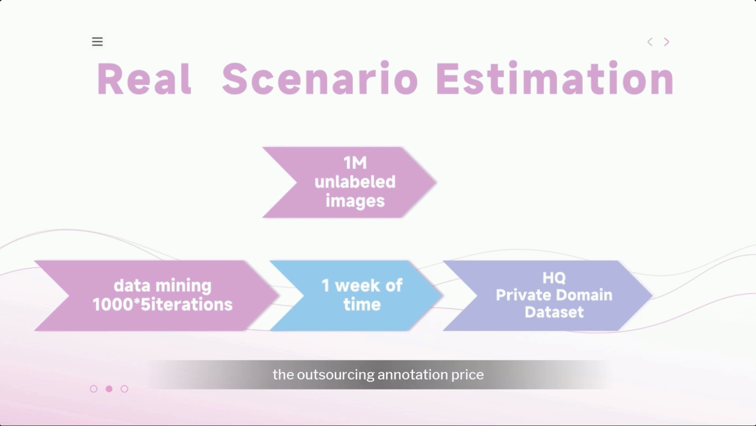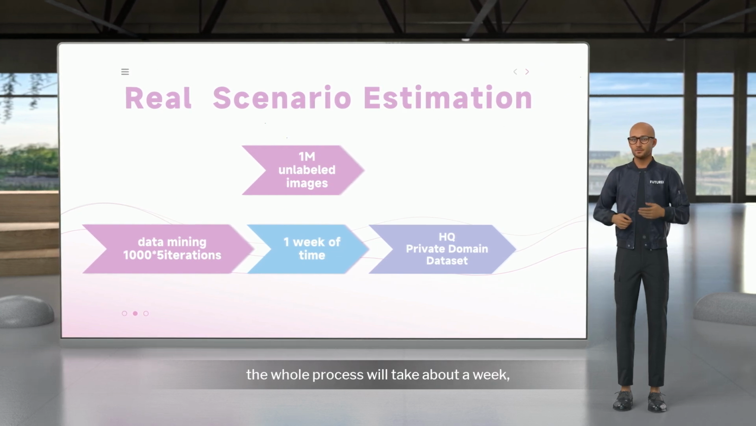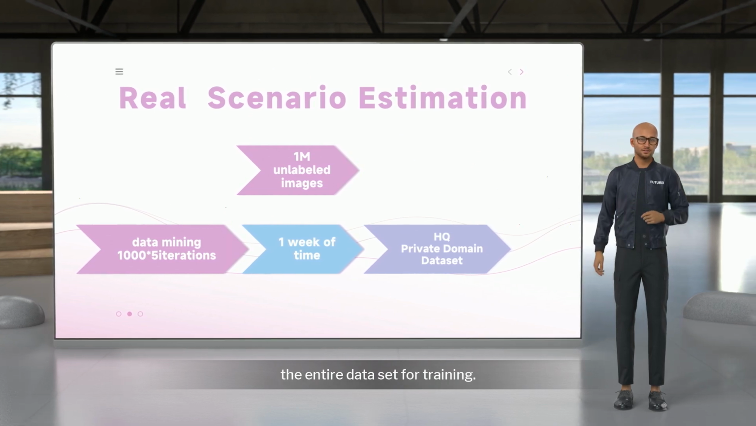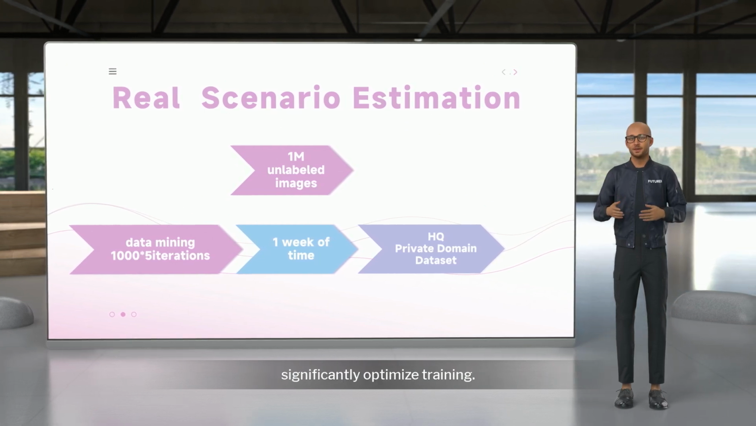At present, the outsourcing annotation price is about $100 in total. If we label it ourselves, it will take maybe 50 hours. Training time also takes 50 hours. If we label during the day and train at night, the whole process will take about a week, which achieves the effect of using the entire dataset for training. Therefore, using the data mining function can significantly optimize training.